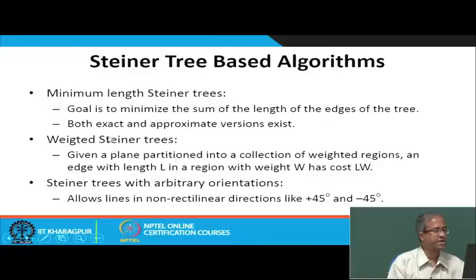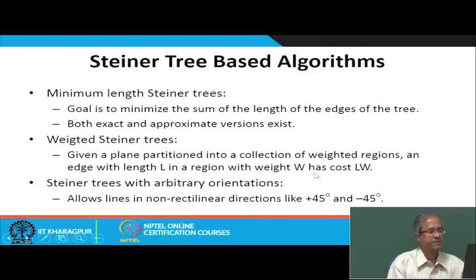You can also have weighted Steiner trees, which means that instead of giving equal weights to all the edges, you multiply the length of a segment with a weight parameter w. This weight indicates the congestion of that area. So, if you are running a net through a region which is highly congested, that weight value should be higher. You should try to avoid the congested regions.